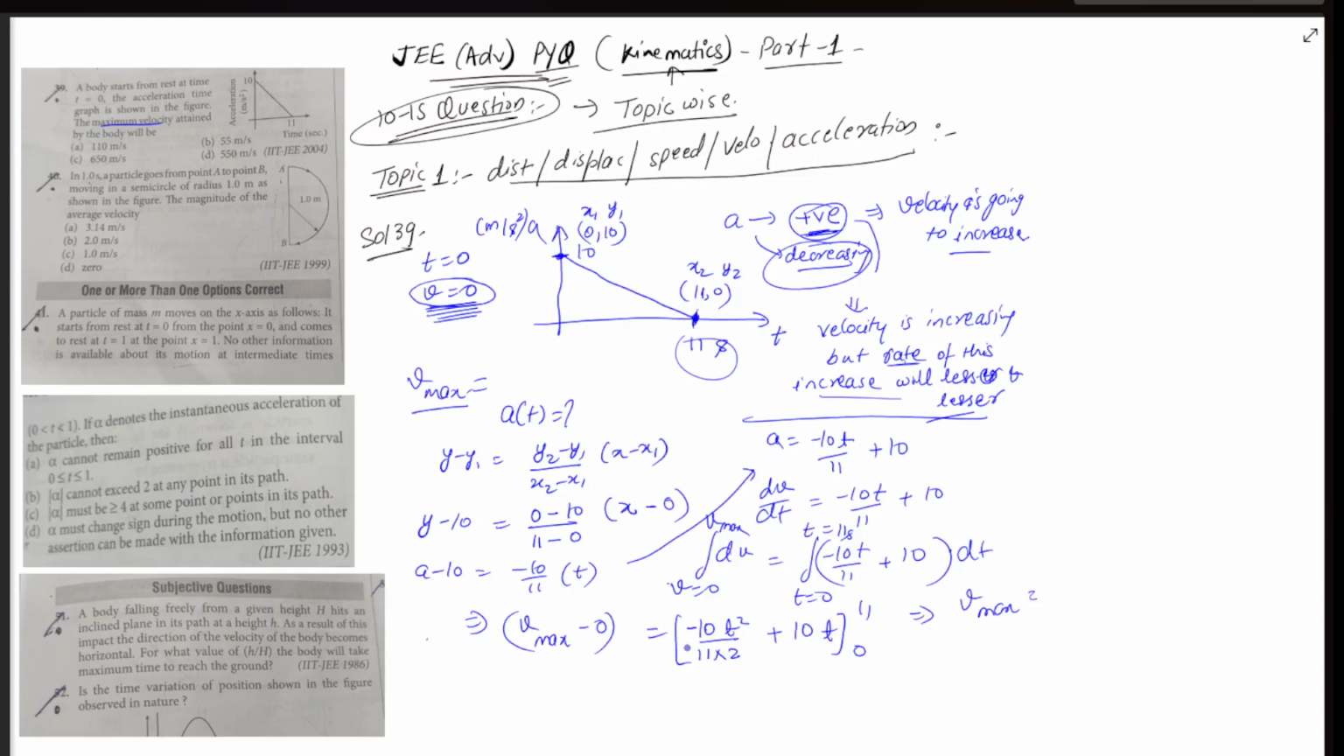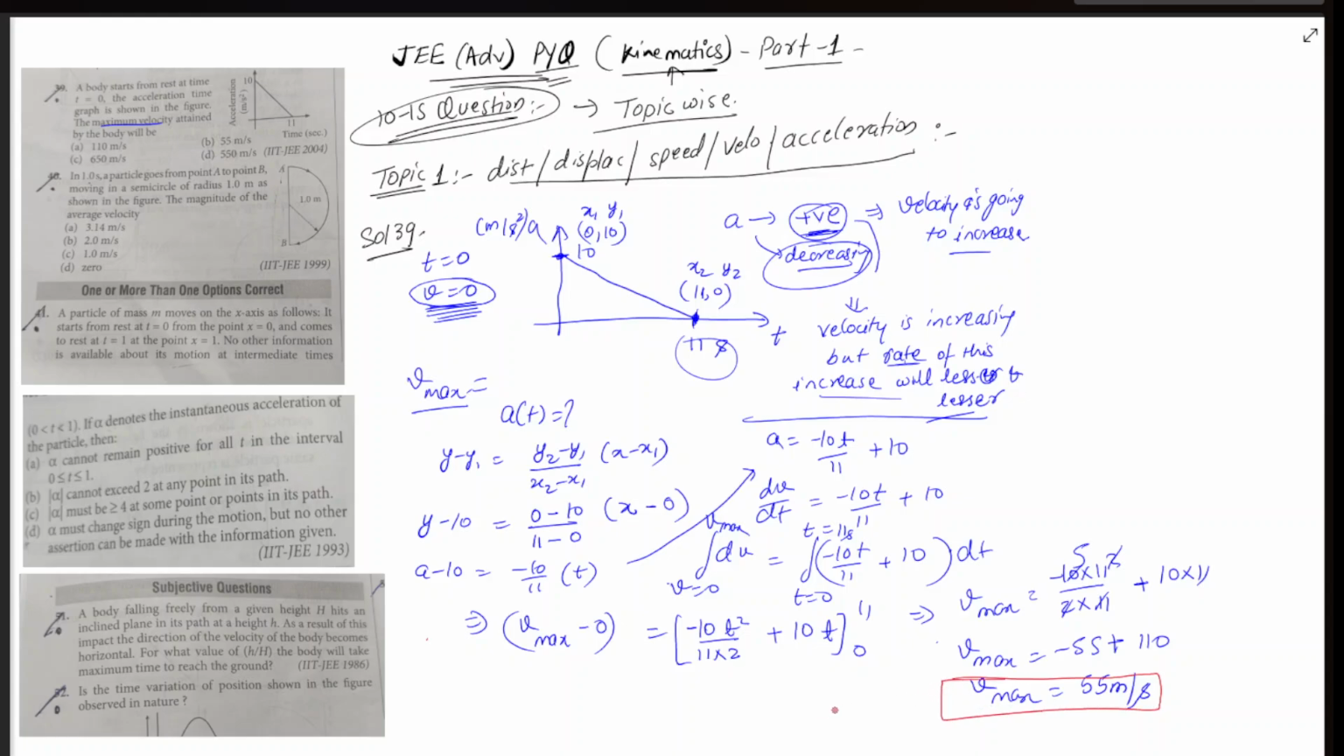Vmax equals, I'm just directly putting it, minus 10 into 11 square upon 2 into 11 plus 10 into 11. So Vmax will come out to be, 11 is cancelled, this is 5. So minus 55 plus 110. So Vmax turns out to be 55 meter per second.